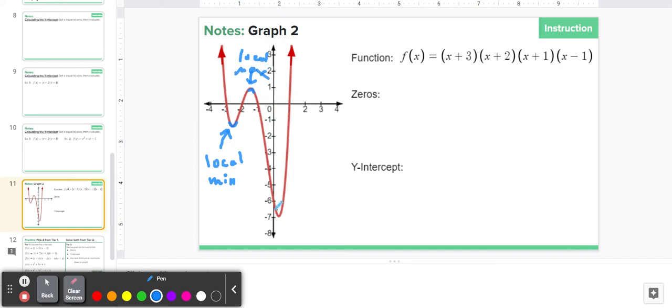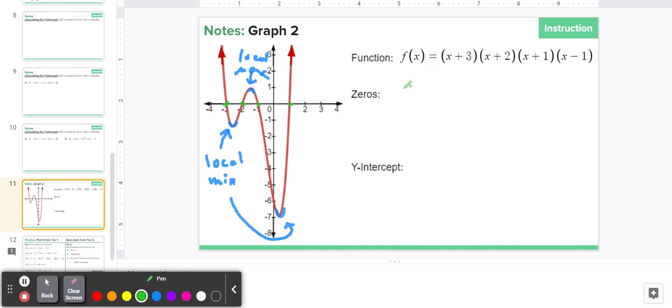Continue tracing down, get another local minimum, and notice how in this example, there's multiple valleys. So we have multiple minimums that we're going to hit. And I continue tracing up, I reach my end behavior, I reach my arrow, so there's no more local that we need to take care of here. But moving on to zeros, if we look at our zeros, I'm going to have a 0 at negative 3. That's where I cross the x-intercept. Negative 2, negative 1, and positive 1.